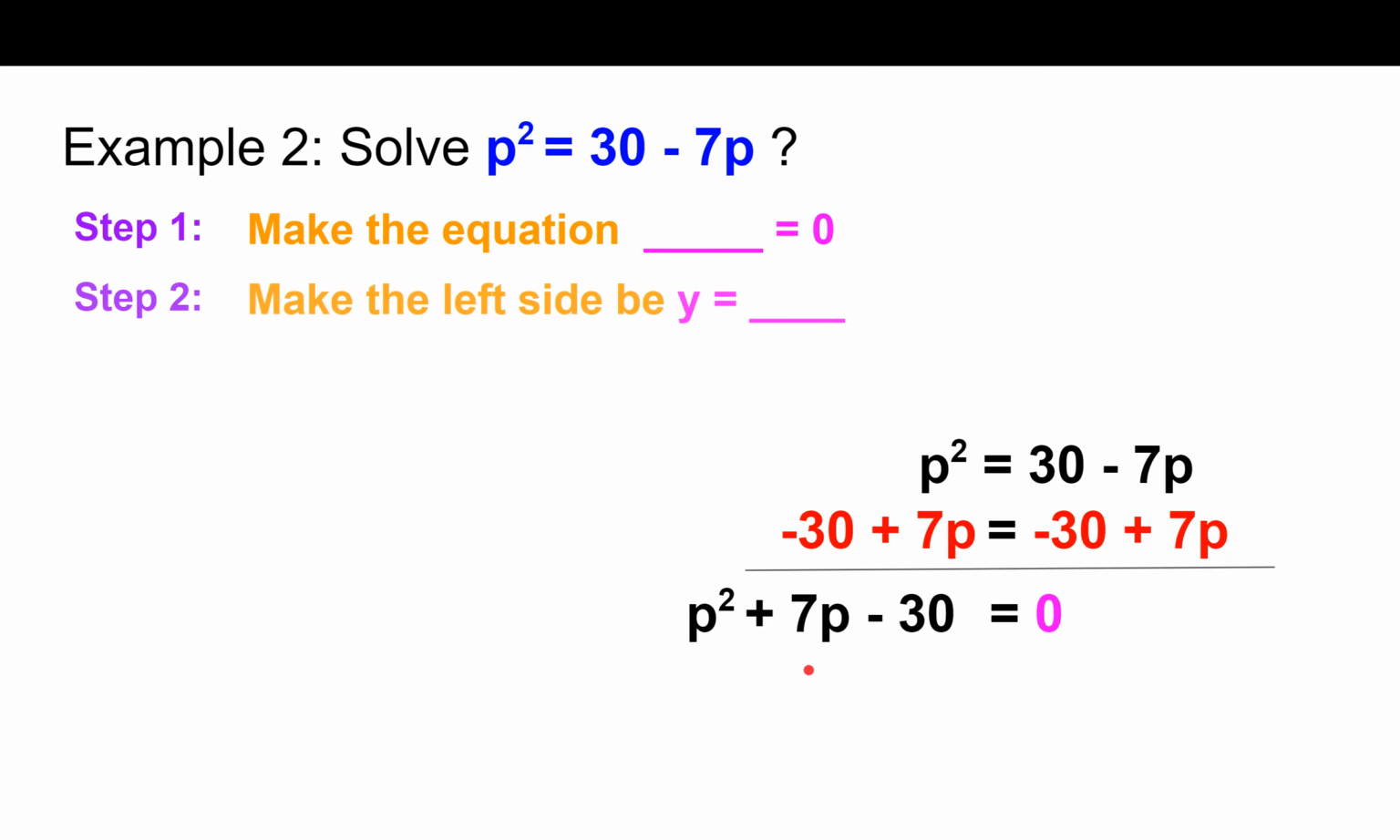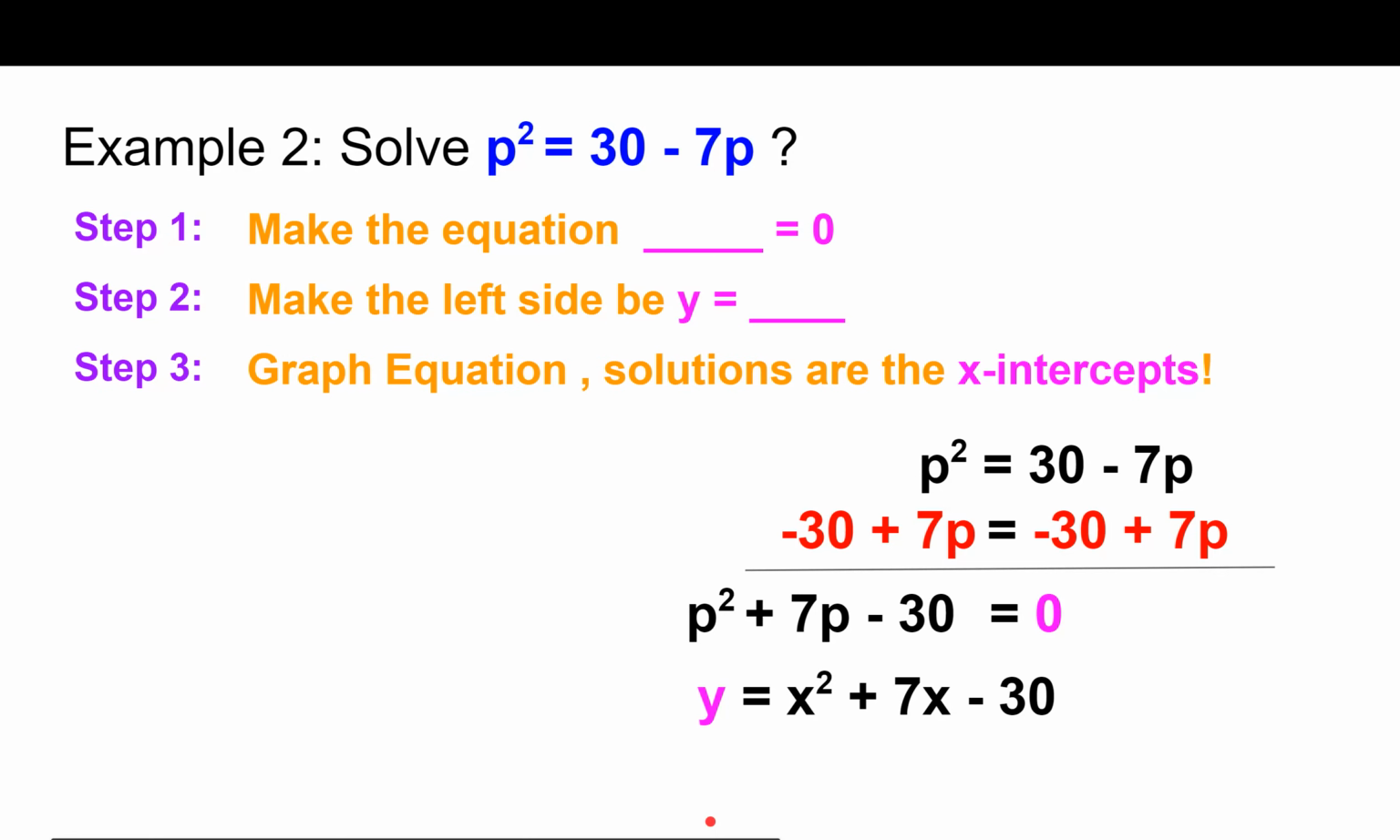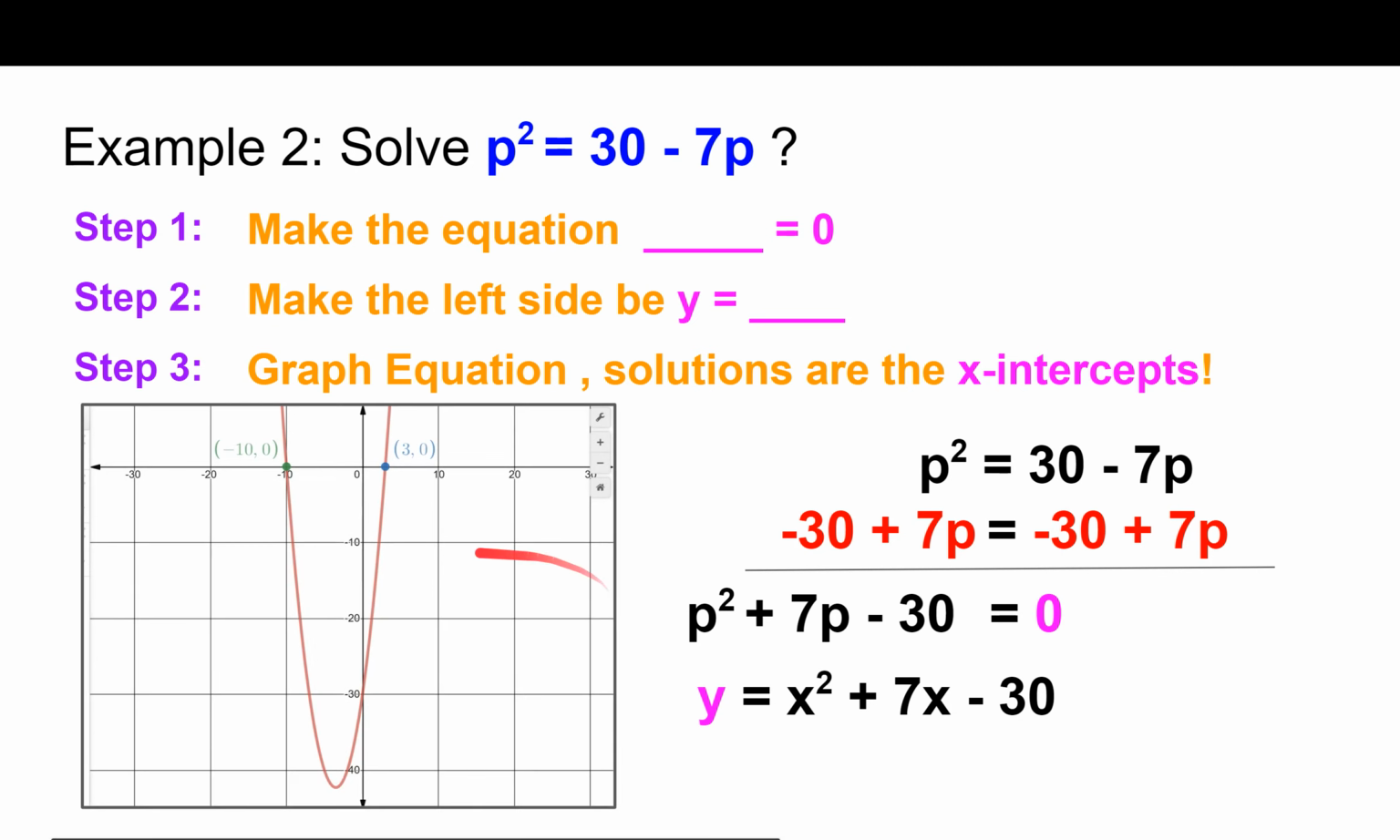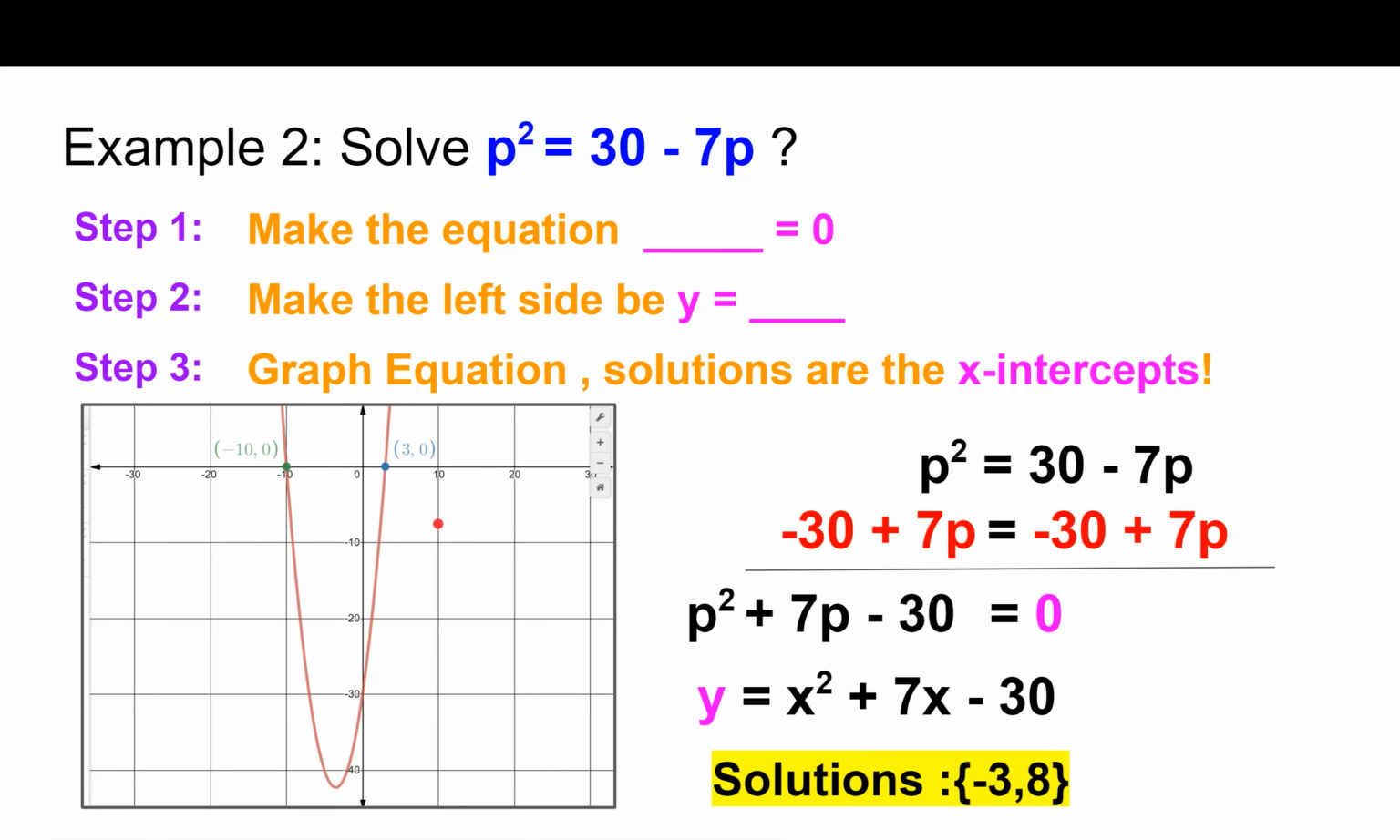The second step is to graph it, y equals, and switch the p to x for ease. So that would be x squared plus 7x minus 30. All you've got to do now is use Desmos or a graphing calculator to graph this equation. The solutions would be where it crosses the x-axis. If you graph it, you're going to notice that negative 10 and 3 are my solutions. So it's pretty easy. Make it equal to 0, set y equal to the left side, graph it, and see where it crosses the x, and those are my solutions to the equation given.